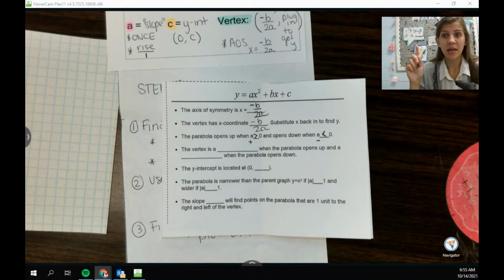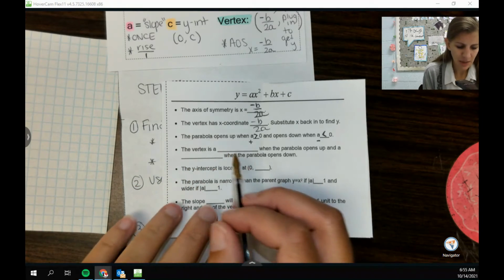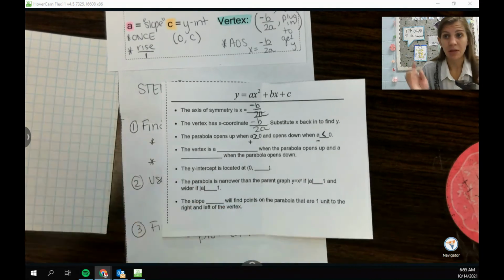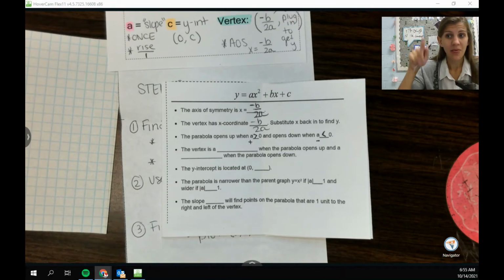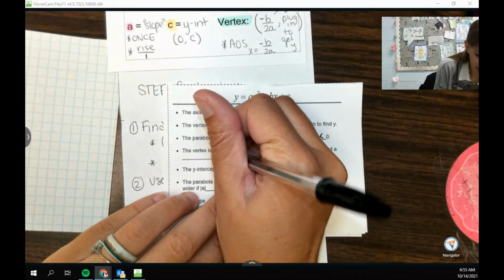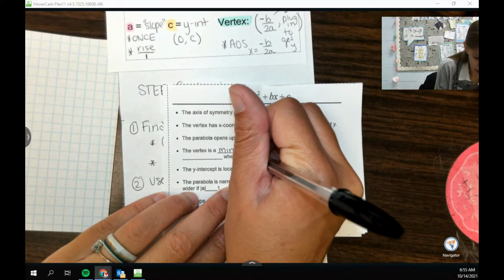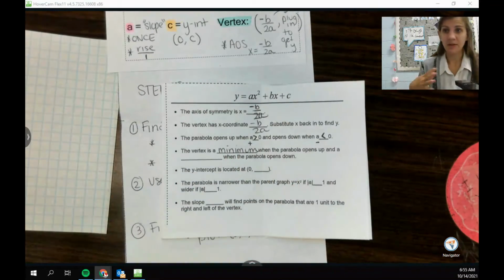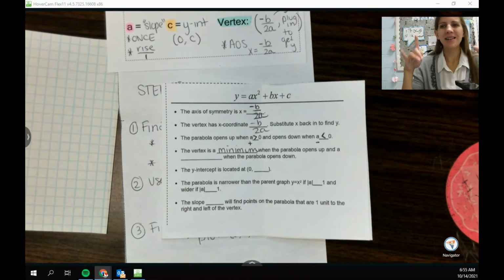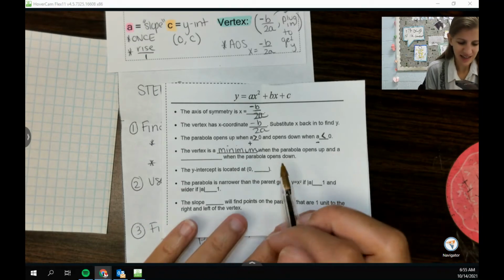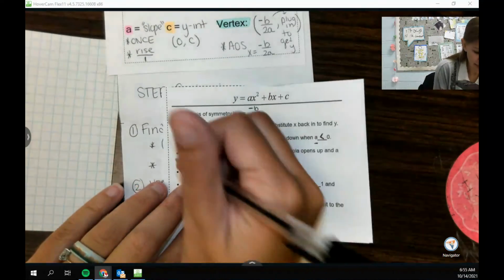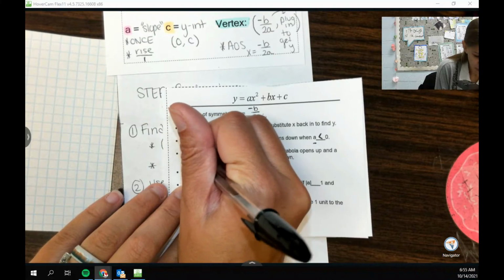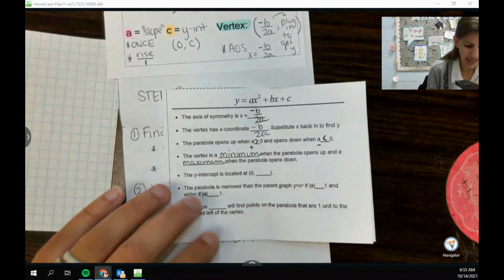Because my parabola points up or points down, sometimes I have a minimum or a maximum. So the vertex is a blank when the parabola opens up. When I'm opening up, the vertex is at the bottom, so like a minimum. It always makes me feel so awkward because up makes me think max, but it's kind of opposite. And then a maximum when our parabola points down.